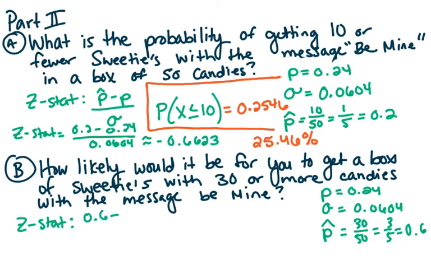0.6 minus 0.24 over 0.0604. Okay, so I end up with a Z-score of 5.96, and so I'm going to go to my table.